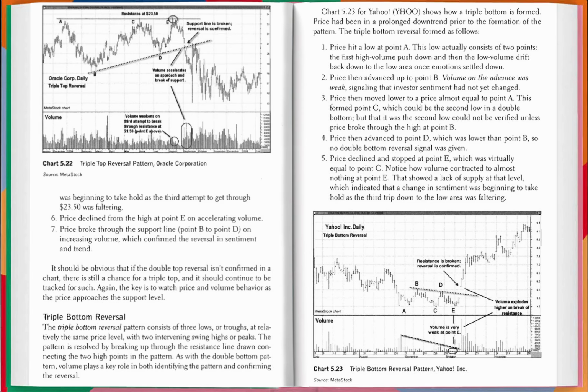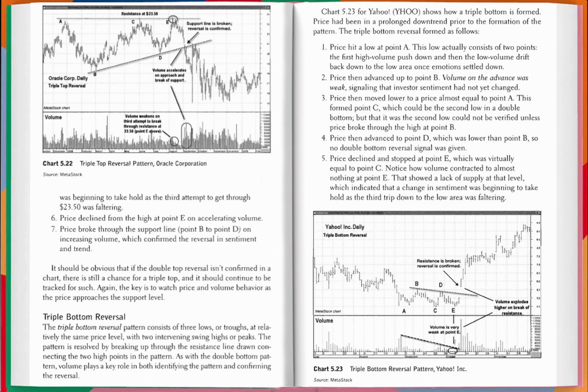Triple bottom reversal. The triple bottom reversal pattern consists of 3 lows or troughs at relatively the same price level, with 2 intervening swing highs or peaks. The pattern is resolved by breaking up through the resistance line drawn connecting the 2 high points in the pattern. As with the double bottom pattern, volume plays a key role in both identifying the pattern and confirming the reversal.